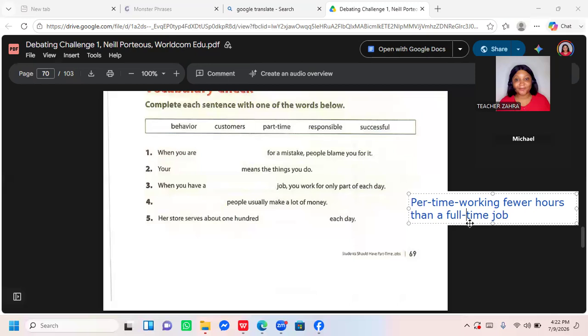Yes. All right. So now can we fill the words? Complete each sentence with one of the words below. What is number one?